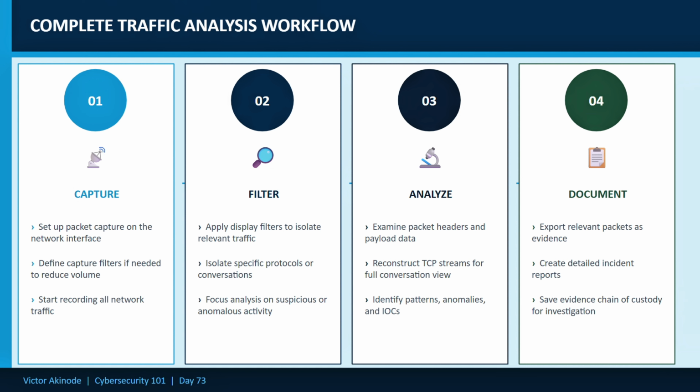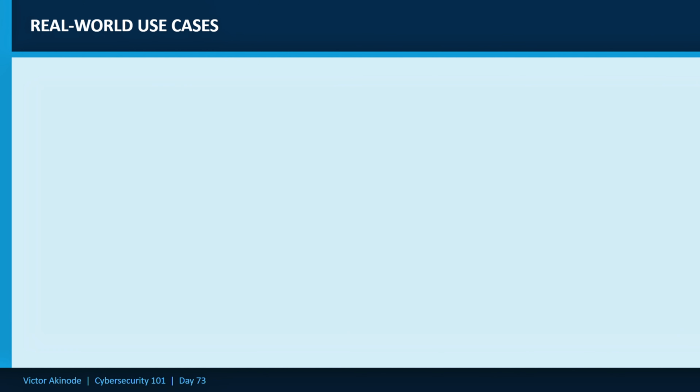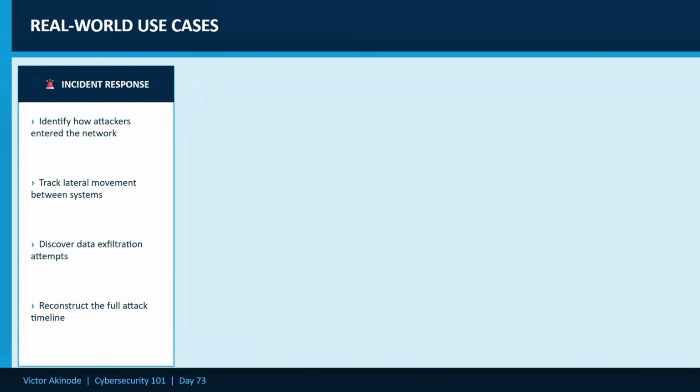This workflow from step 1 to step 4 ensures we capture everything, focus on what matters, analyze it properly, and preserve evidence. Now let's consider some of the real-world use cases for traffic analysis. The first one is incident response, and this means that we can use traffic analysis to identify how attackers enter the network, track lateral movements as they move between systems, discover data exfiltration attempts, and reconstruct the complete attack timeline.